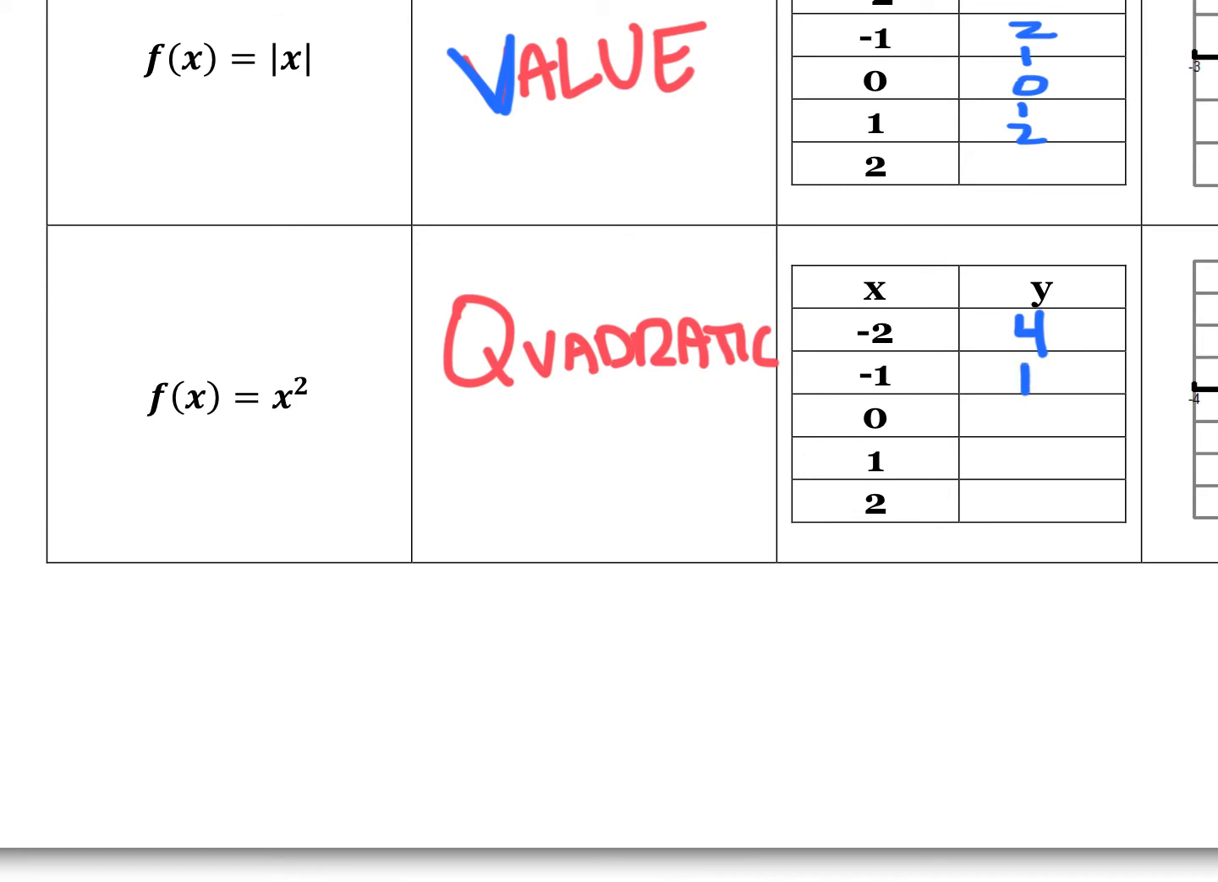Negative 1 squared is 1. 0 squared is 0. 1, 4. And so both sides of a quadratic, they mirror each other. And if you were to go on, like if this table had a 3, 3 squared would be 9, 4 squared 16, and so on. Same in the negatives.